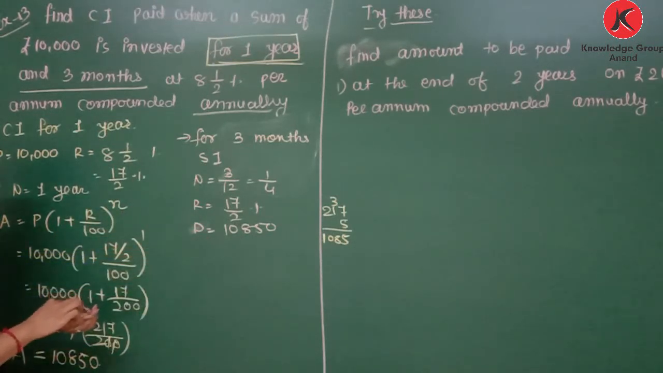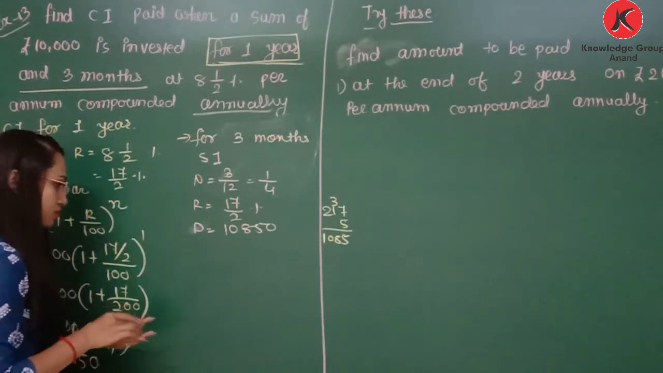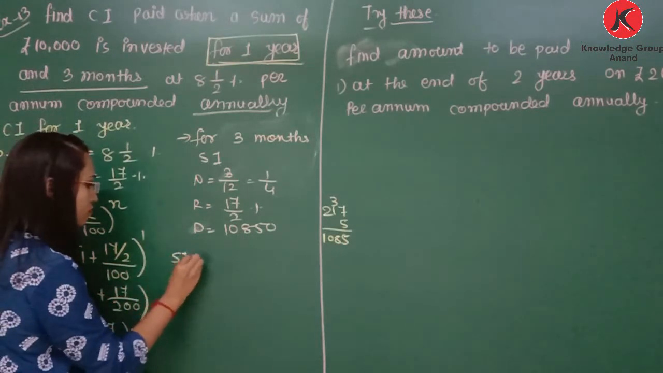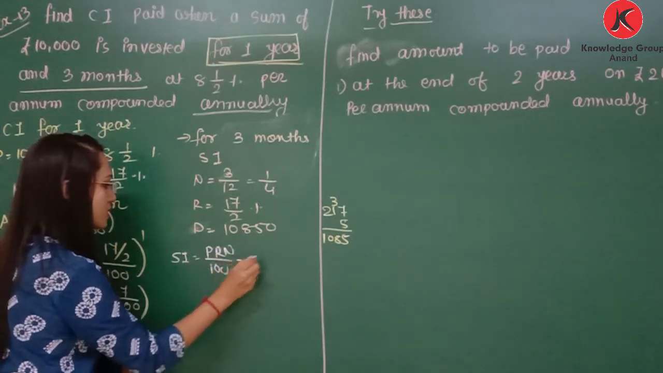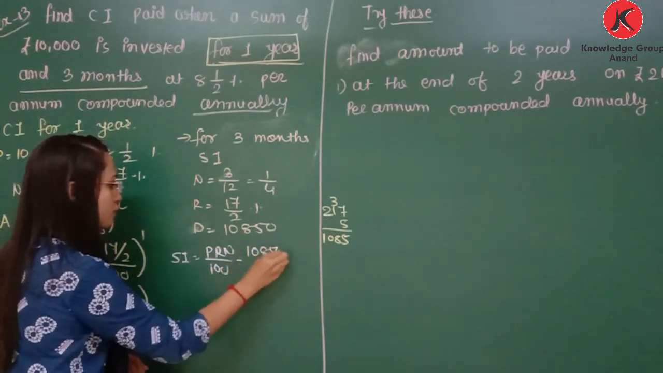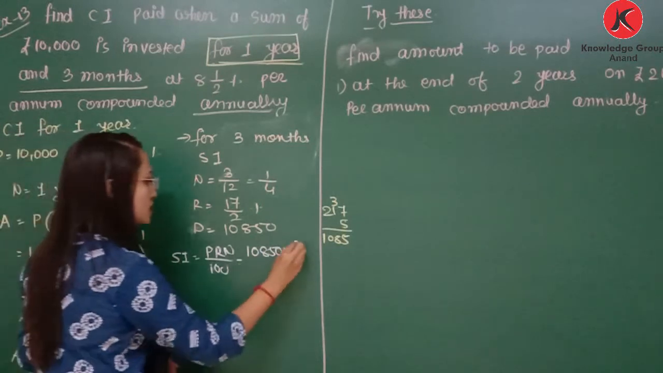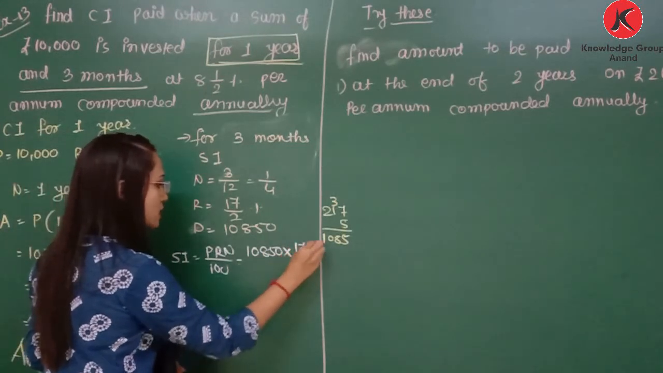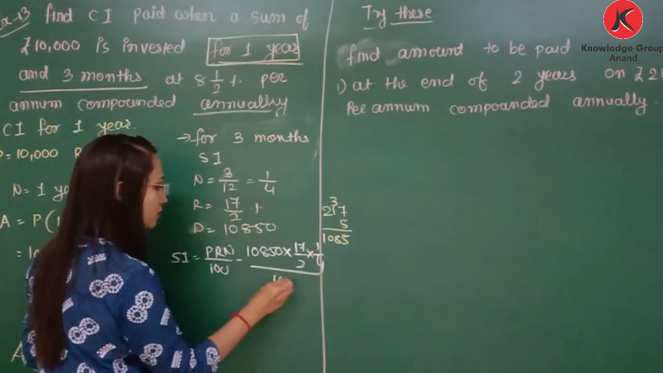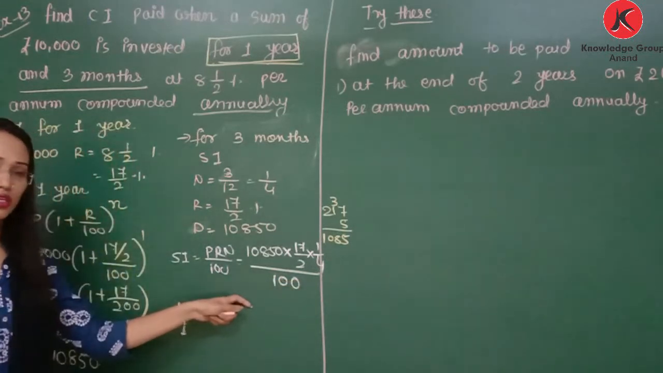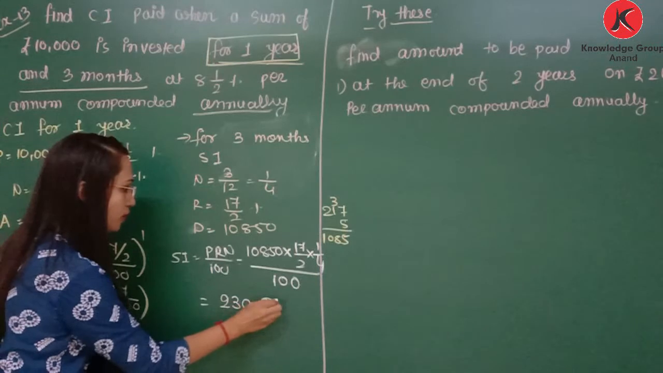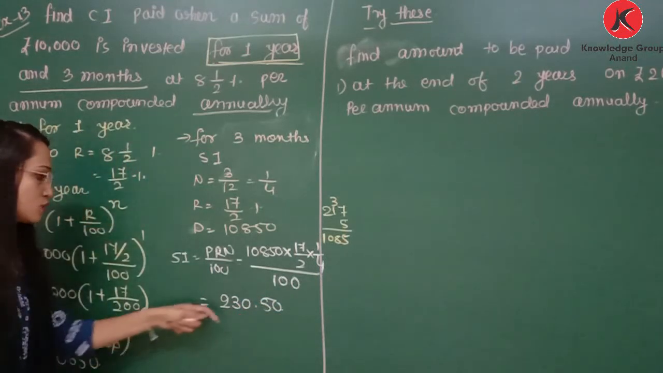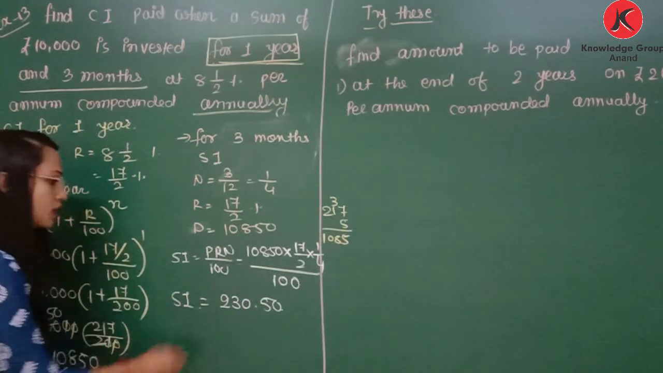So now simple interest is PRN divided by 100. So principal value is 10,850. Rate of interest is 17/2. N is 1/4, divided by 100. If you solve this, you will get 230.50. So this is the simple interest for 3 months.